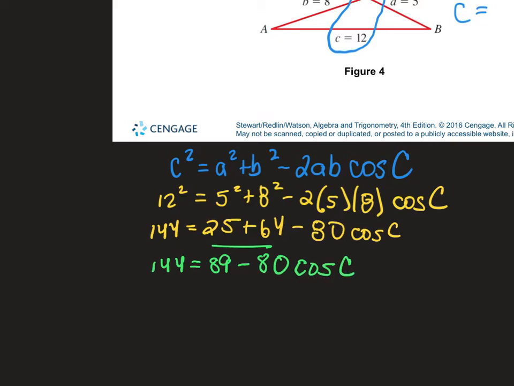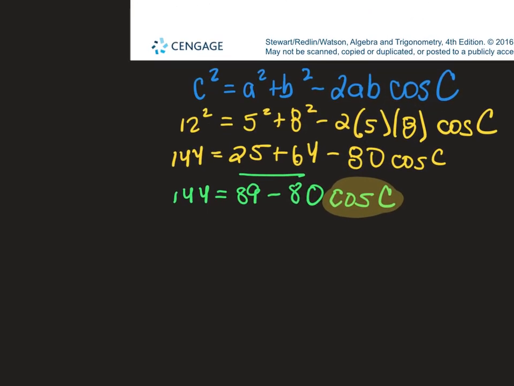I'm trying to get the cosine of C all by itself. So what am I going to have to do to get cosine of C all by itself? It's my first step, guys. Do I subtract 89 or do I divide by negative 80? We're going to subtract 89. We're solving a normal equation like we usually would. So what's 144 minus 89? 55 equals negative 80 times the cosine of C.